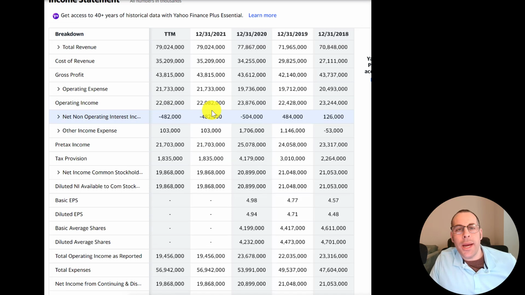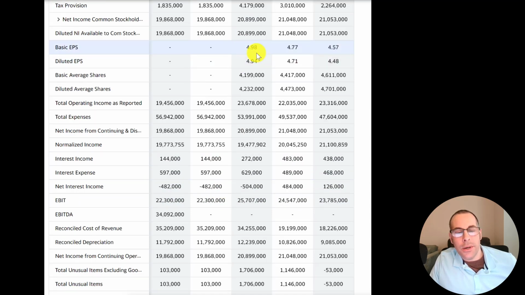They paid $482 million of interest on their debt, $100 million of other income or expenses. An example of this is the gain or loss on the sale of one of their divisions. Then your pre-tax income, your taxes, and the bottom line of the income statement is their net income. Some people call it the profit or earnings. Their diluted net income is the same as their net income. Earnings per share or diluted earnings per share.